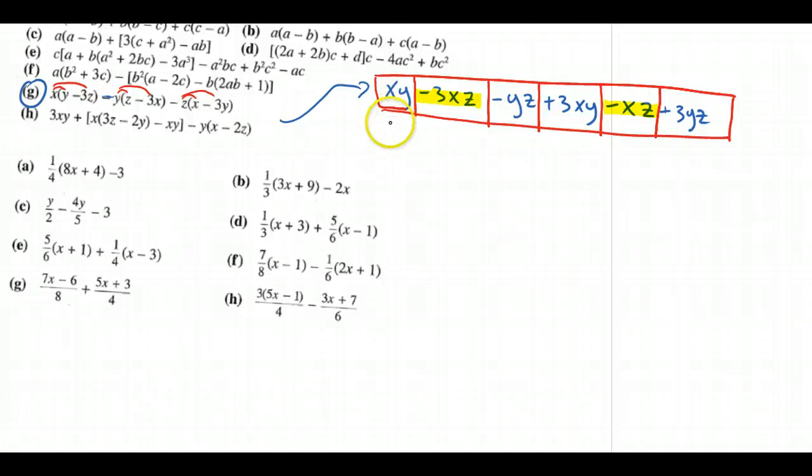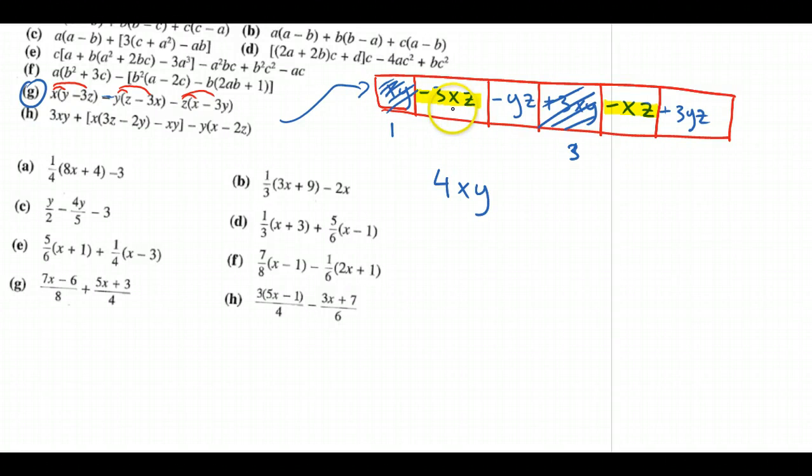I have some xy's over here, and I have one of them. Do I have any xy's anymore? Oh, I do have some xy's over here. So I have one here plus the 3 here. That gives me 4xy's. Now I'm going to cross that box out because that'll help me keep track of what I've done and what I haven't done.